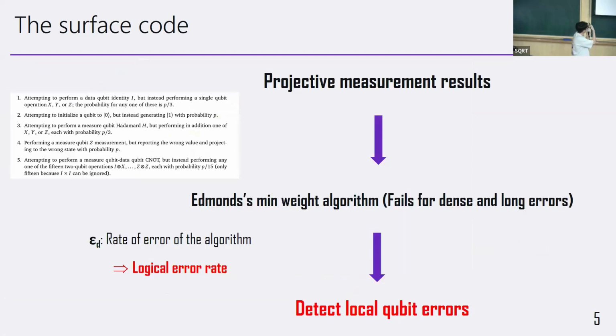Okay. So once we can detect local qubit errors, we can use this information to correct them. Now, what's important here is that we have physical errors.